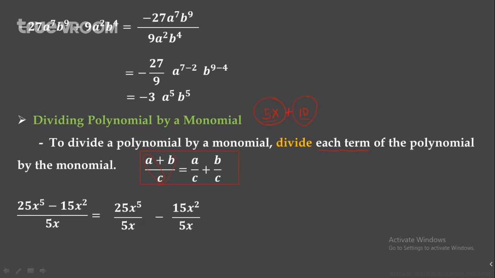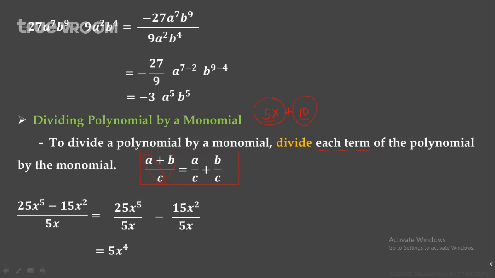x raised to 4. Very good. X raised to 4. Why? Because again, you are subtracting. This is 5. The exponent of 5x here, the exponent of x is 1. So 5 minus 1 is 4.